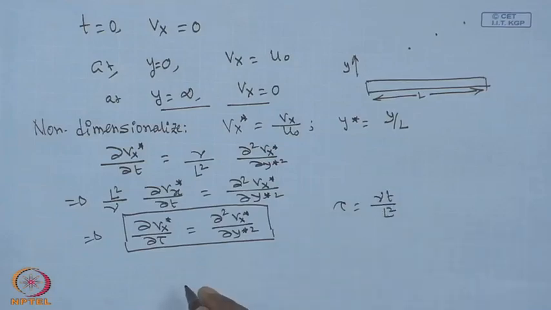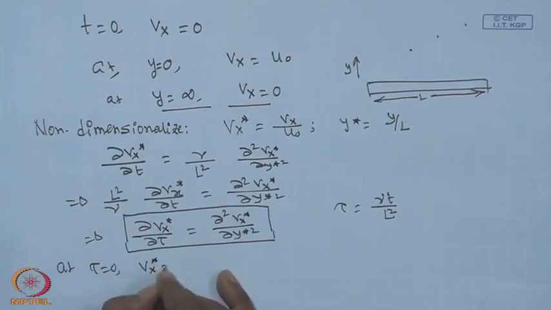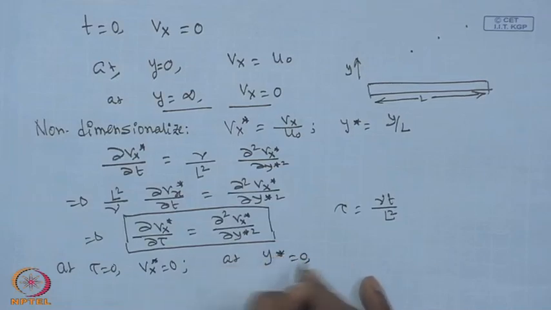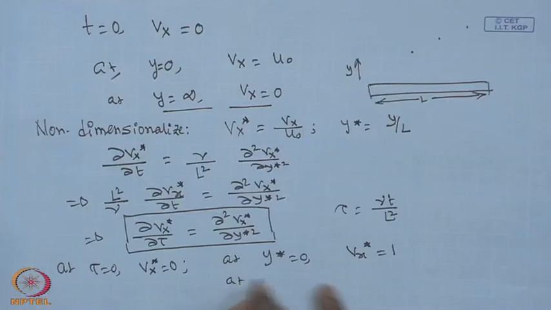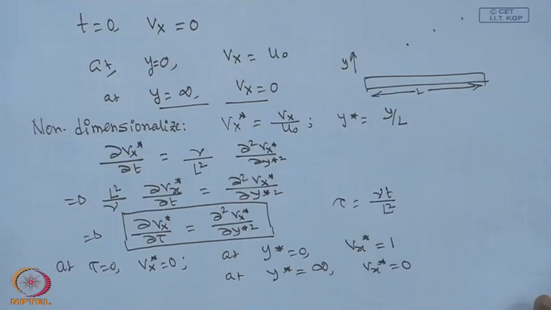Now, let us set up the non-dimensional boundary conditions. At tau is equal to 0, V x star is equal to 0. At y star is equal to 0, V x star is equal to 1. At y star is equal to infinity, V x star is equal to 0. So, these are the boundary conditions of this problem.